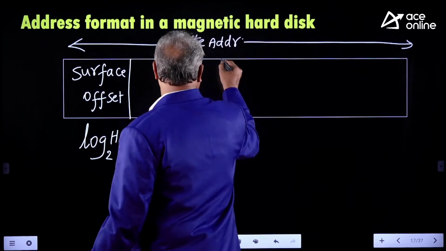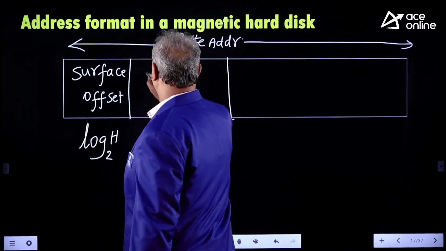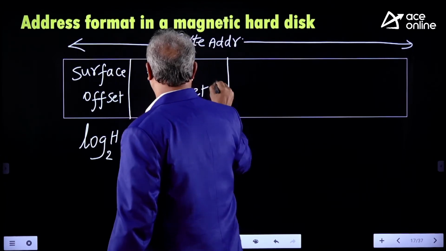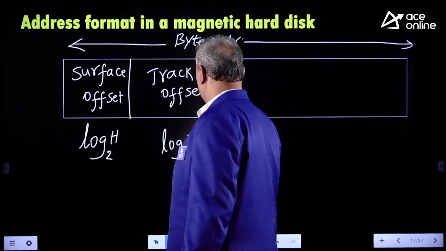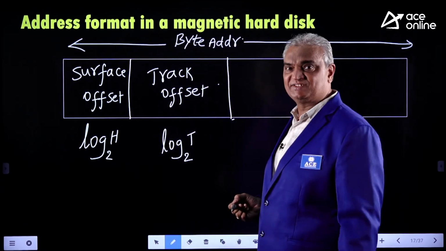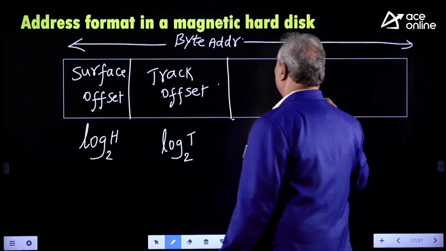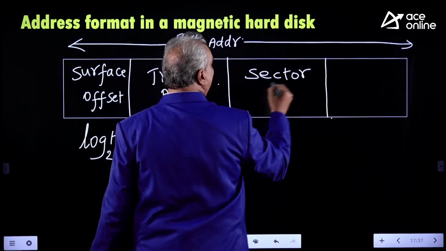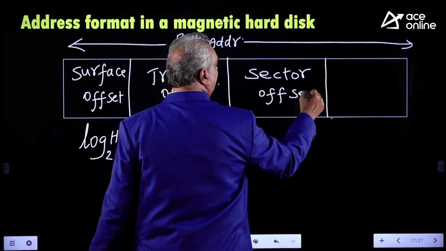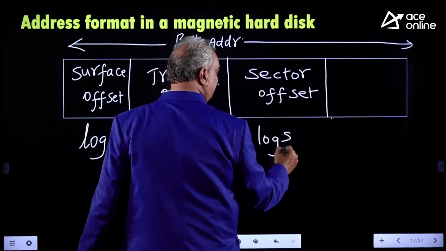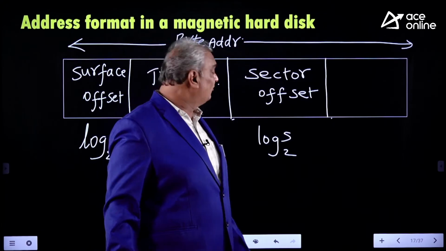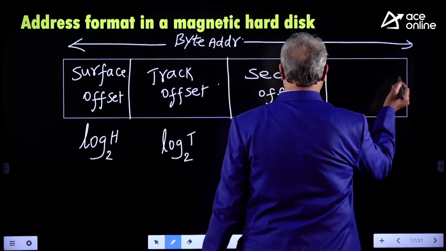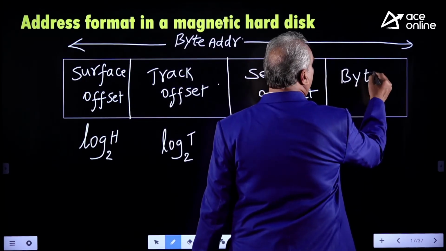Next, a surface is a collection of tracks. That's why next, track offset. Now, log T. What is T? The number of tracks in one surface. Next, a track is a collection of sectors, means sector offset, log S. What does S tell? The number of sectors in one track. Next, a sector is a collection of bytes, means byte offset.